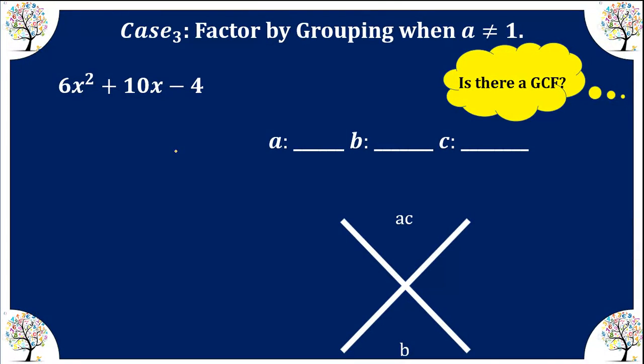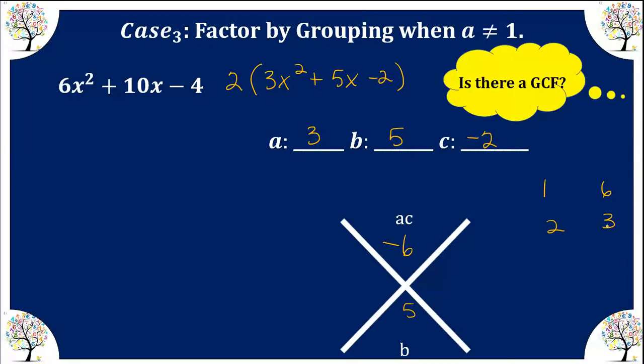6x squared plus 10x minus 4. I have a GCF of 2. I'm left with 3x squared plus 5x minus 2. My a value for this trinomial is 3, my b value is 5, and my c value is negative 2. In our graphic organizer, we have a times c, which is negative 6, and our b value is 5. Our combinations are 1 and 6, and 2 and 3.